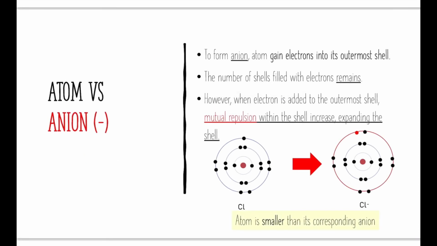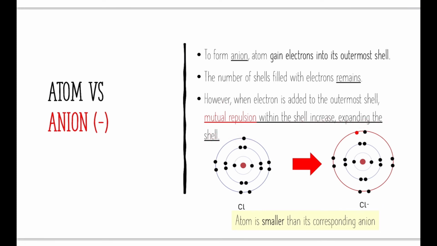What about atom versus anion, which is a negatively charged atom? To form an anion, an atom gains electrons into its outermost shell. The number of shells filled with electrons remains. No additional shell is added when an electron is added into the atom. However, when an electron is added to the outermost shell, mutual repulsion within the shell increases, expanding the shell.